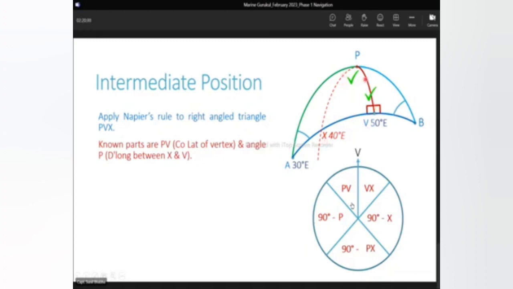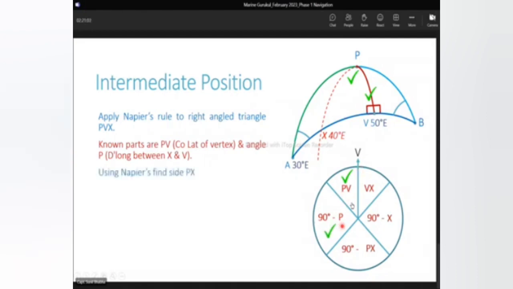You can see this is the angle at the pole contained between the meridian of vertex and the meridian of X. So we have the longitude of vertex, we have the longitude of the unknown position 40 degrees east, vertex is 50 degrees east, so we know what is the d long. So these two parts are known. Let's mark them in the cartwheel. Papa Victor is known and 90 minus P is known.